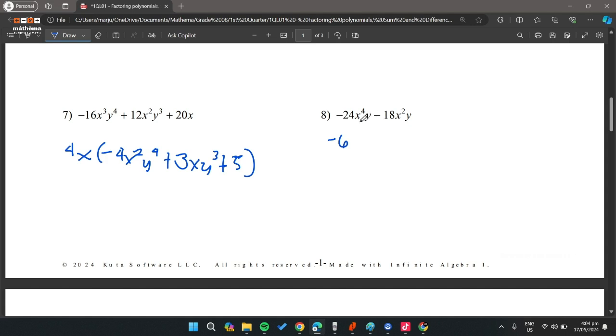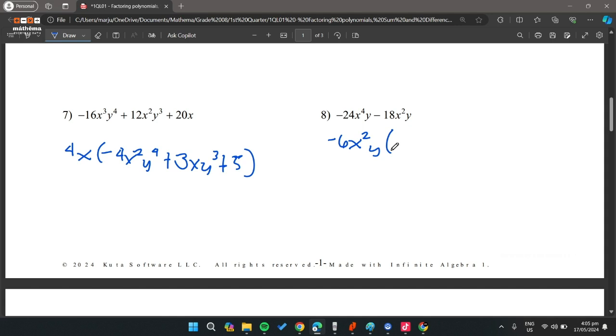Good. We have negative 6. And then look at the variable. We have x, y, x, y. And then x, what's the lowest exponent? We have squared, or 2. And then y, the lowest exponent, that is just y or 1. So that will be our common factor. The common factor again is negative 6x squared y.